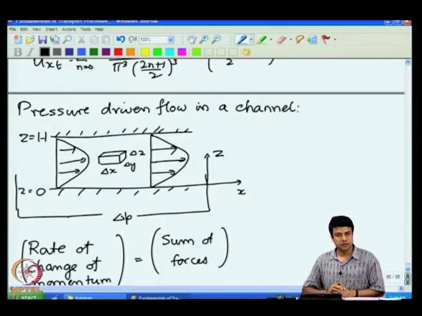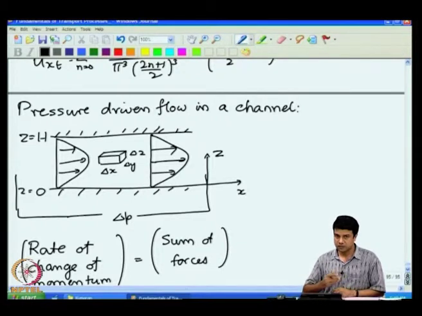Since we have assumed that the plate is infinite in the perpendicular direction, in the y direction, there is no variation in y either. This is different from the flow in a pipe, which we will see a little later. In a pipe, it is cylindrical, and therefore, there is a variation from the center of the pipe towards the wall. In this case, the variation is only in the z direction and not in the x direction.